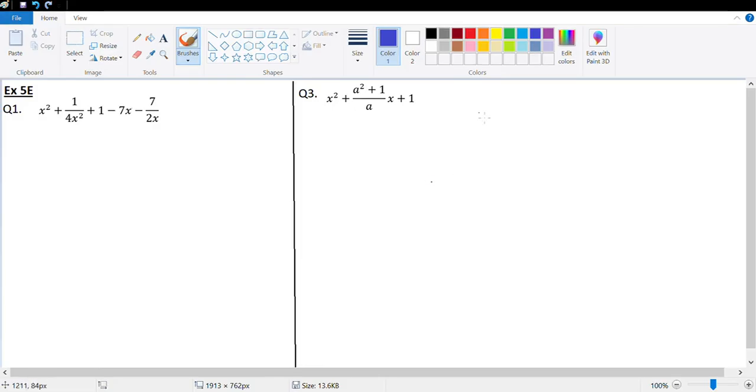Hi guys, let's start the last exercise of this chapter, factorization. Basically a revision exercise, no new concepts. So let's directly get into the questions. So we'll start with question number 1.